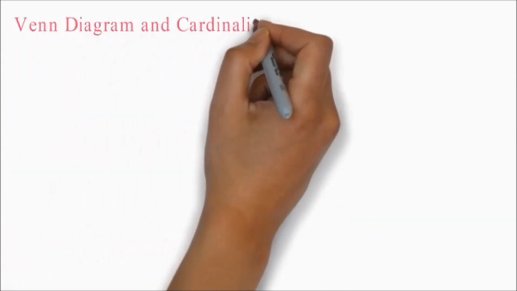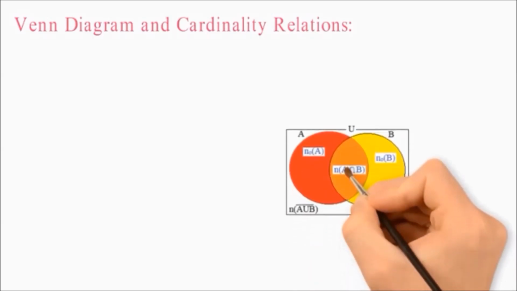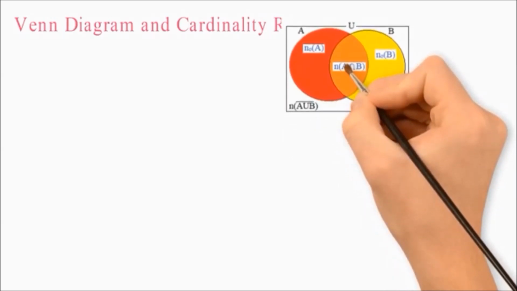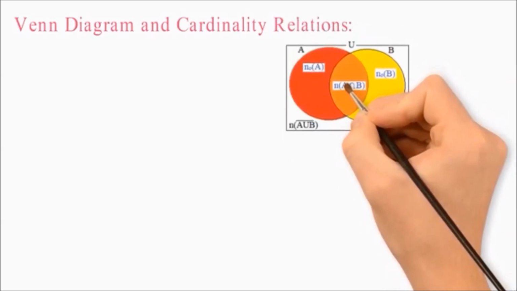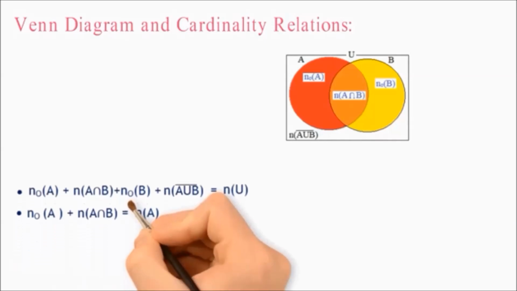Now observe the Venn diagram. There are two sets A and B represented by two circles in the universal set U. In the Venn diagram, there are altogether 4 parts: n(A only), n(A ∩ B), n(B only), and n((A ∪ B)').